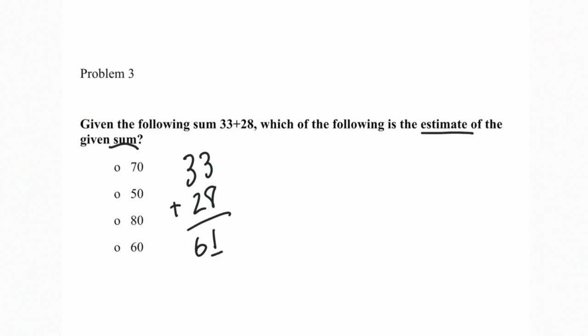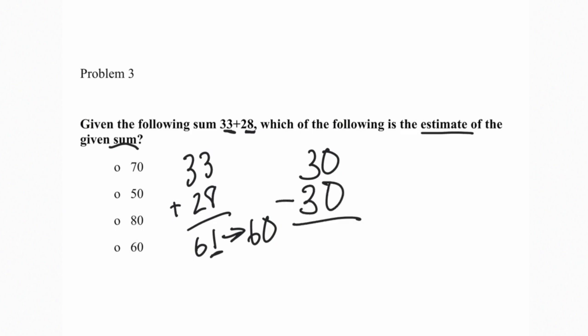Because the 1 is in the ones place and it is less than 5, the number can be estimated to 60. Or we could estimate first and then find the sum. 33 can be estimated to 30 because of the 3 in the ones place. 28, however, has an 8 in the ones place, so it can be rounded up. 28 is rounded to 30. 30 plus 30 is equal to 60.